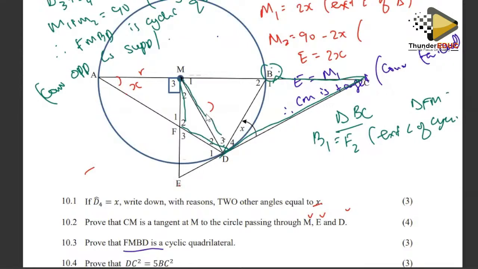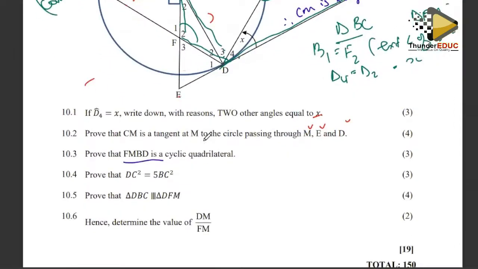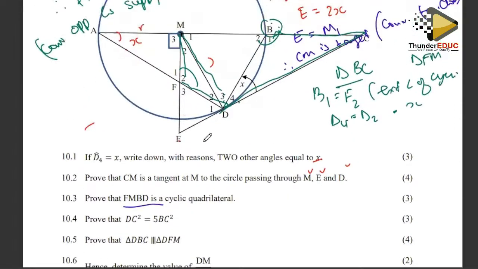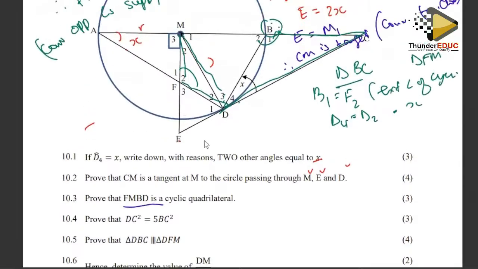Okay, so we're saying B1 is going to be the same as F2 because of the exterior angle of the cyclic chord. We agree with that. Then D4 is the same as D2. We proved that earlier on, that everything was X. Then we know, wait a minute, am I answering the correct one? No, I'm answering 10.5, which is incorrect. It's fine. Let's finish with the 10.5, then you can go back, okay?